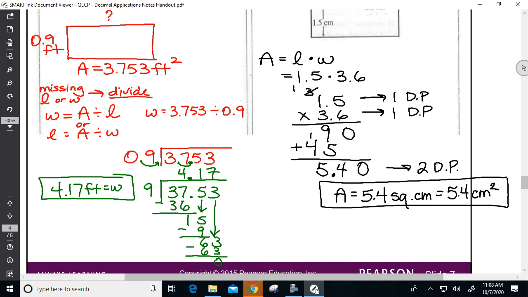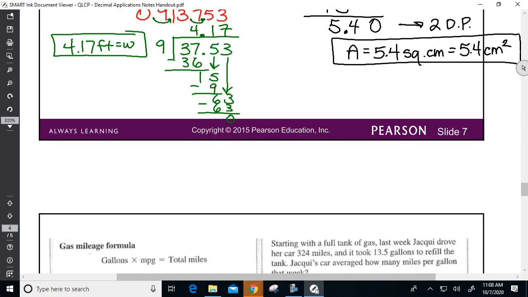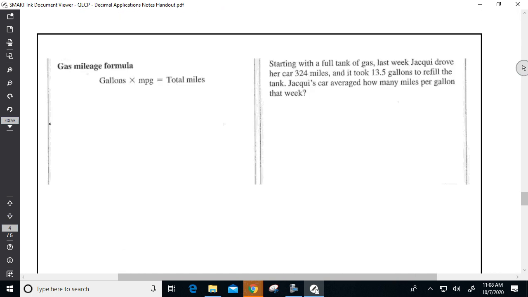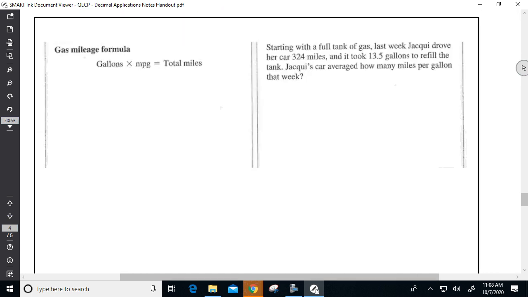Questions before we do one more set? So again, most of these are fairly simple examples. They're fairly simple things that you encounter day to day. So, last one that we're going to look at.